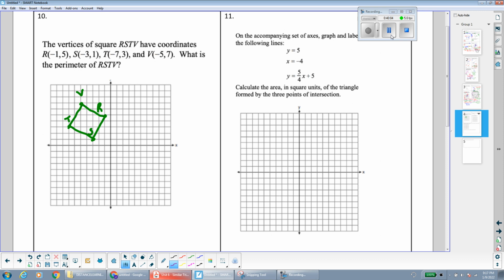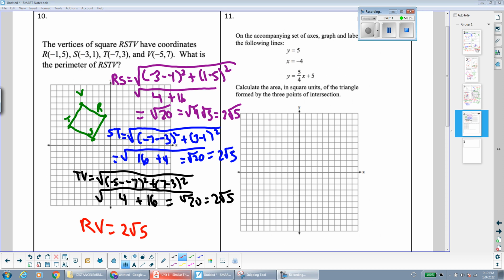So let me pause the video so I'm not on here for the next 2 hours, and I will compute my distance formulas, and then I will resume the video.